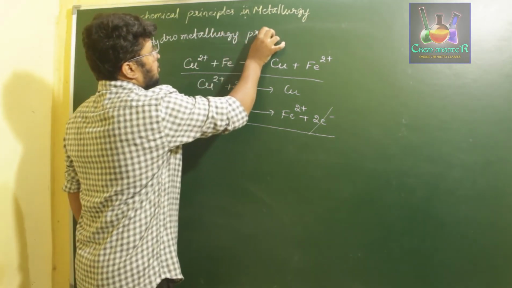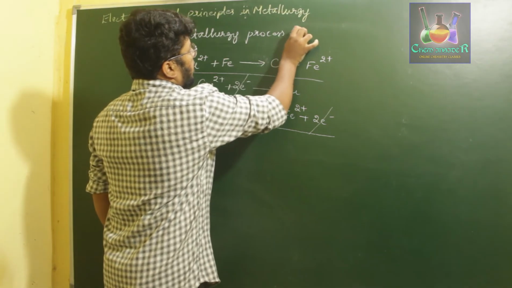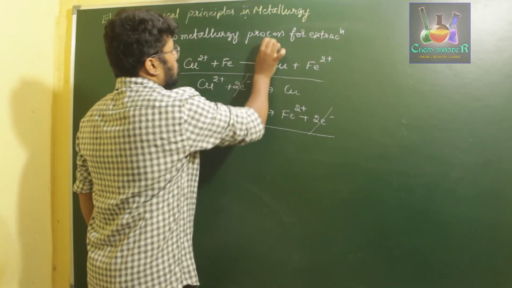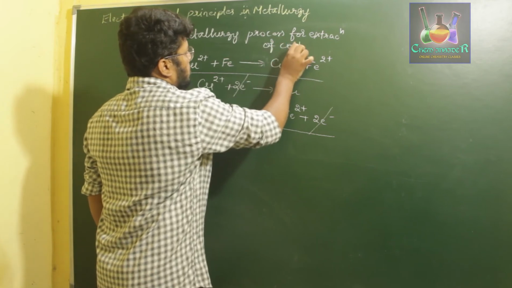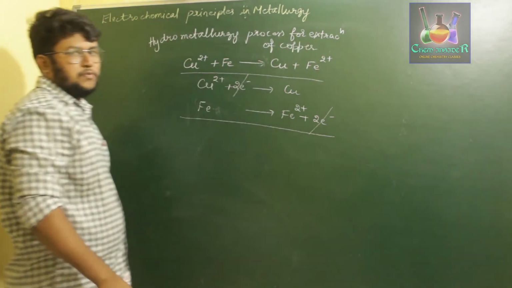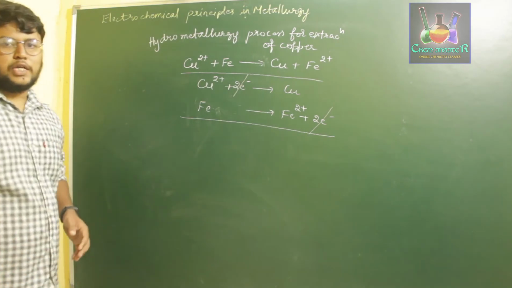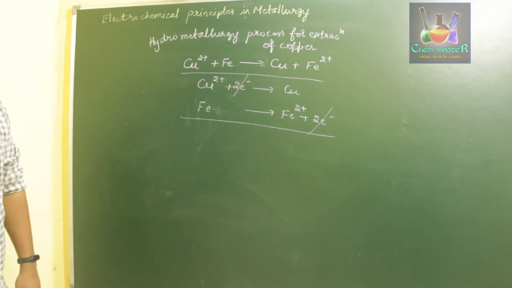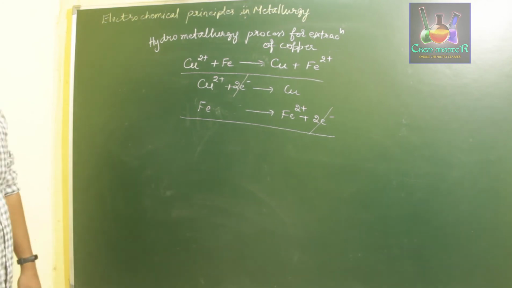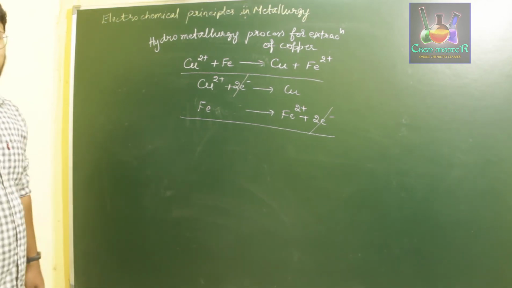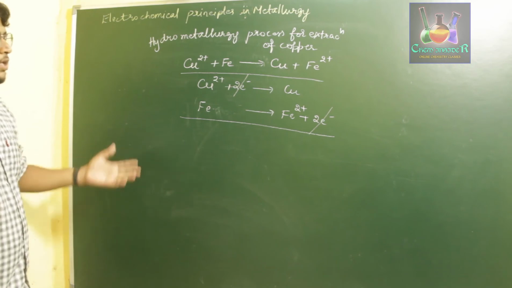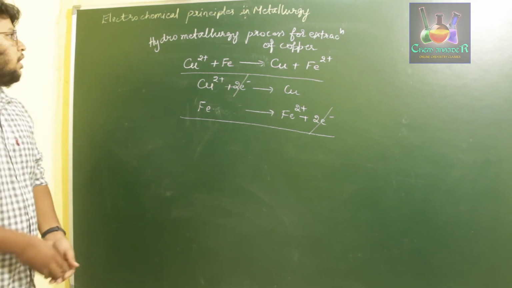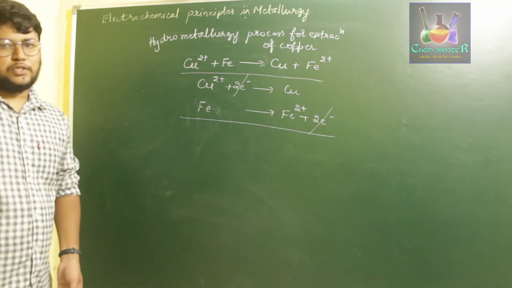Hydrometallurgy process for extraction of copper. So this is the hydrometallurgy process which we are going to use for extraction of copper from its purest forms, from blister copper, etc. Okay, so this is how we do it. We can also use hydrogen instead of iron, because copper can be reduced by hydrogen also. So this is about the hydrometallurgy process for extraction of copper.